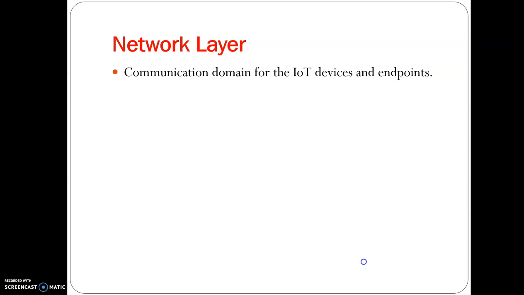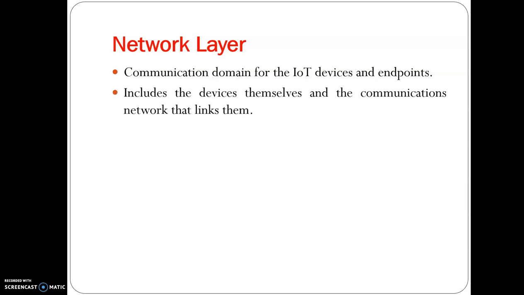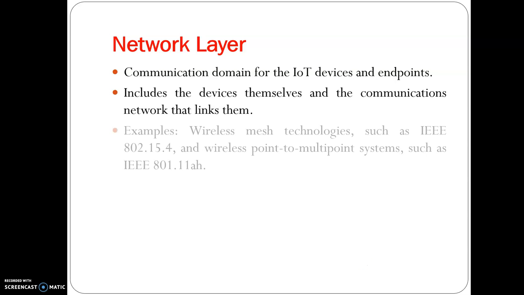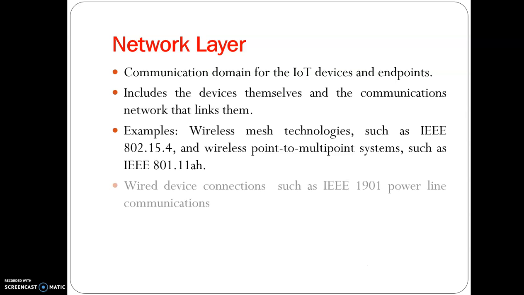The next layer is the network layer. This is the communication domain for IoT devices and endpoints. It includes the devices themselves and the communication network that links them. Examples include wireless mesh technologies such as IEEE 802.15.4, wireless point-to-multipoint systems such as IEEE 802.11ah, and wired device connections such as IEEE 1901 power line communication.